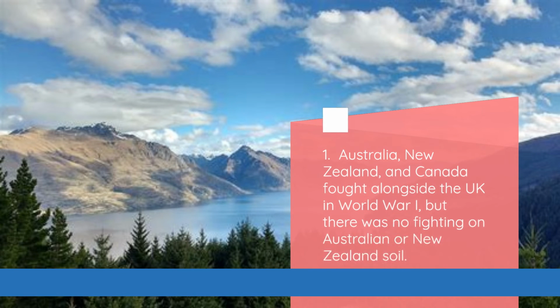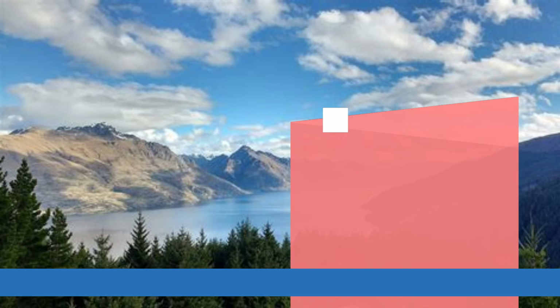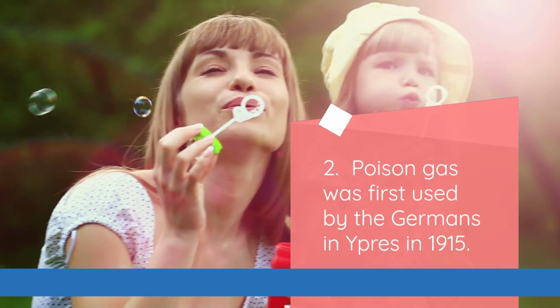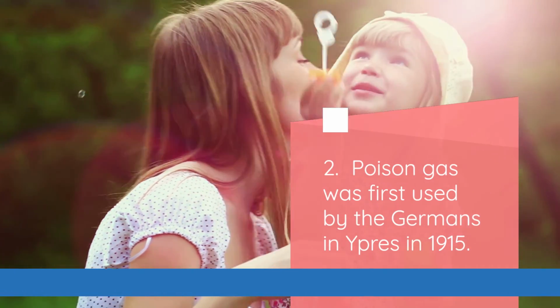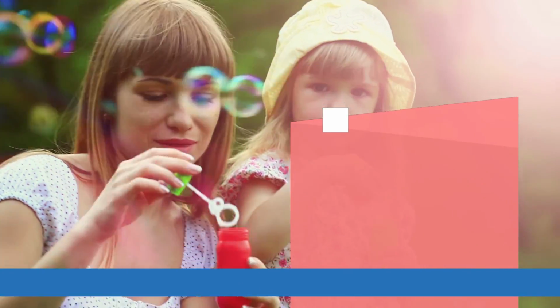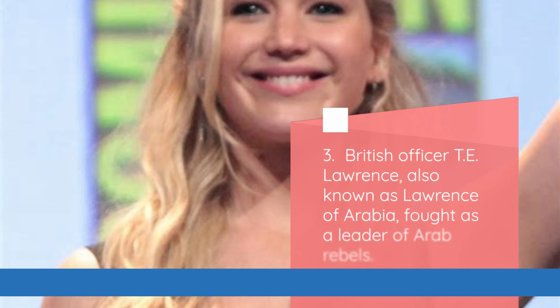(1) Australia, New Zealand, and Canada fought alongside the UK in World War I, but there was no fighting on Australian or New Zealand soil. (2) Poison gas was first used by the Germans in Ypres in 1915. (3) British officer T. E. Lawrence, also known as Lawrence of Arabia, fought as a leader of Arab rebels.